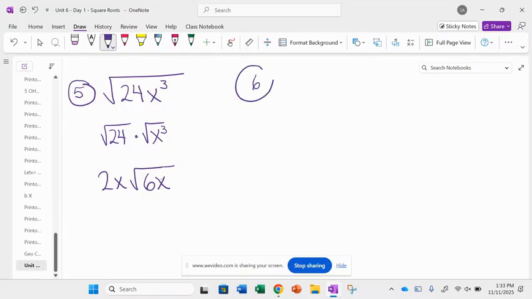Let's do another one. Let's add multiple variables. So let's say I have 7ab times the square root of 75 a to the 10th b to the 7th.